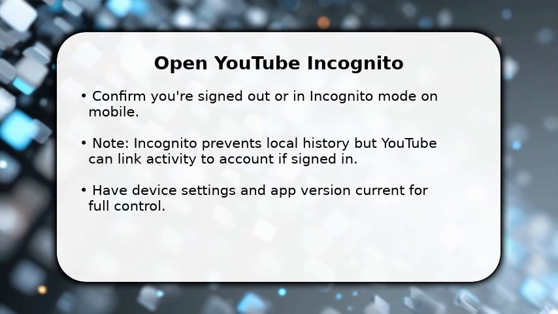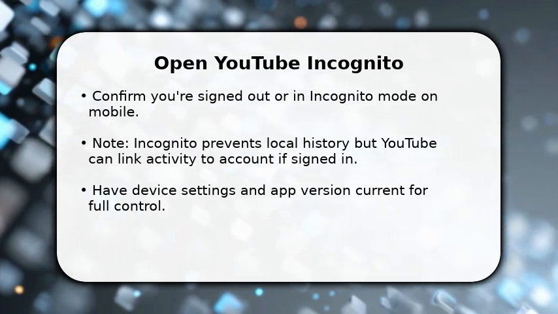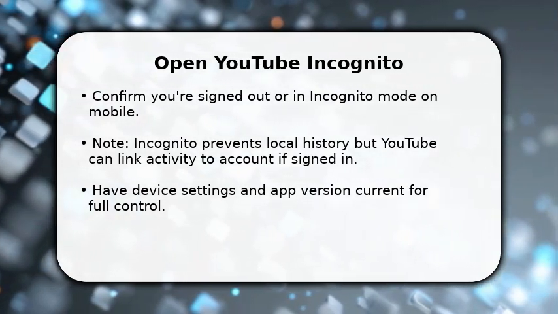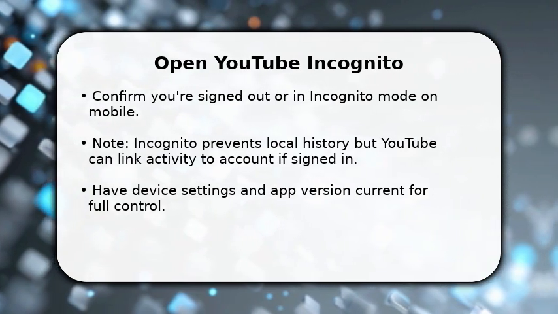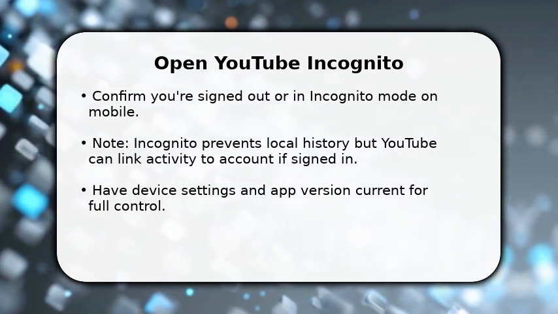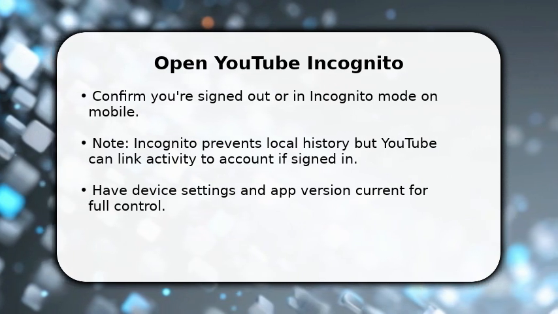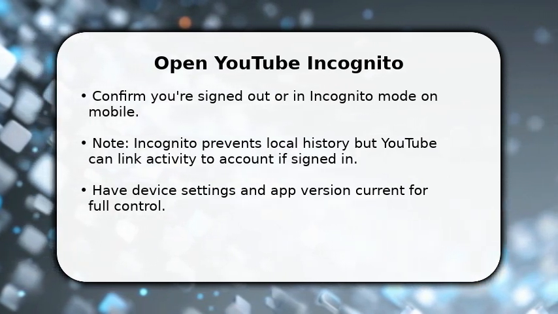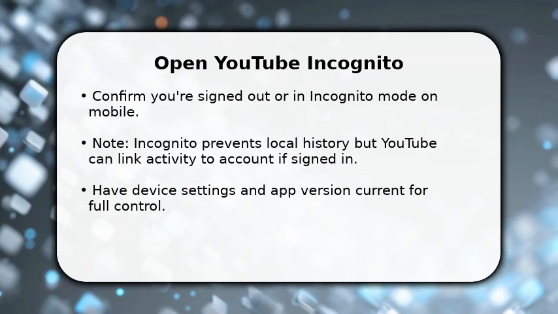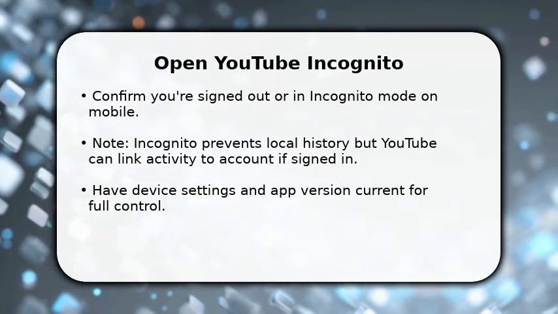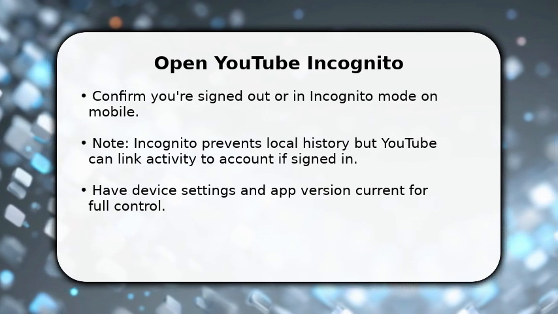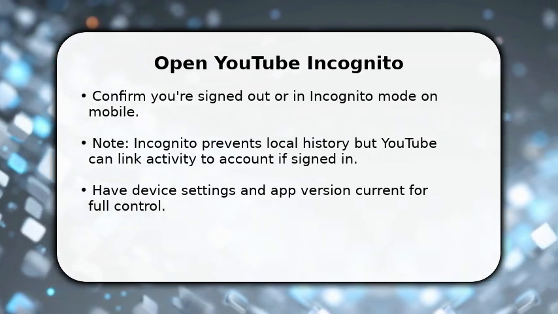You start by opening the YouTube app and confirming Incognito is active. You need that context because Incognito stops local recording but not account-linked activity. If you are signed in, switch to Incognito or sign out. This ensures local device history is limited. Once done, open the account menu and check whether a banner says Incognito.